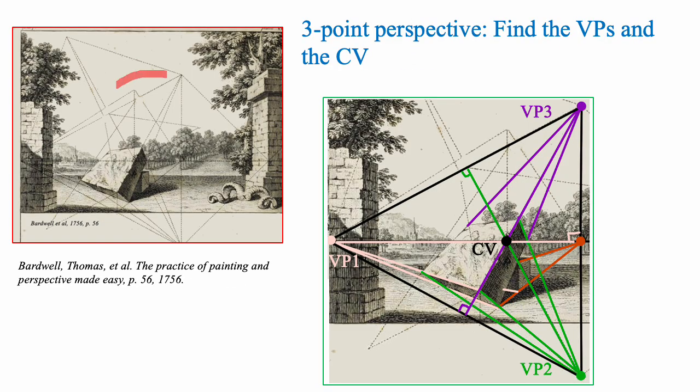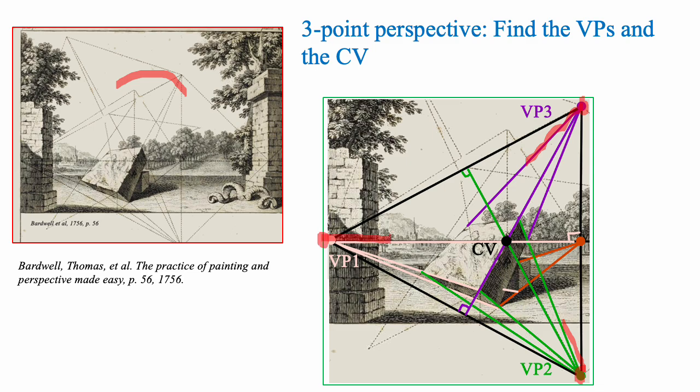This is three-point perspective of an inclined rock. So first we need to find the three vanishing points. The purple lines go to this vanishing point up here, the green lines go to the vanishing point down here, and the pink lines go to this vanishing point on eye level.